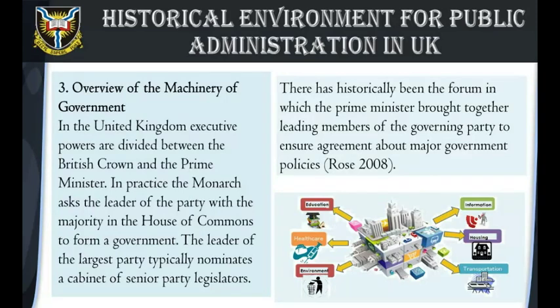3. Overview of the machinery of government. In the United Kingdom, executive powers are divided between the British Crown and the Prime Minister. In practice, the monarch asks the leader of the party with the majority in the House of Commons to form a government. The leader of the largest party typically nominates a cabinet of senior party legislators. The cabinet has historically been the forum in which the Prime Minister brought together leading members of the governing party to ensure agreement about major government policies.